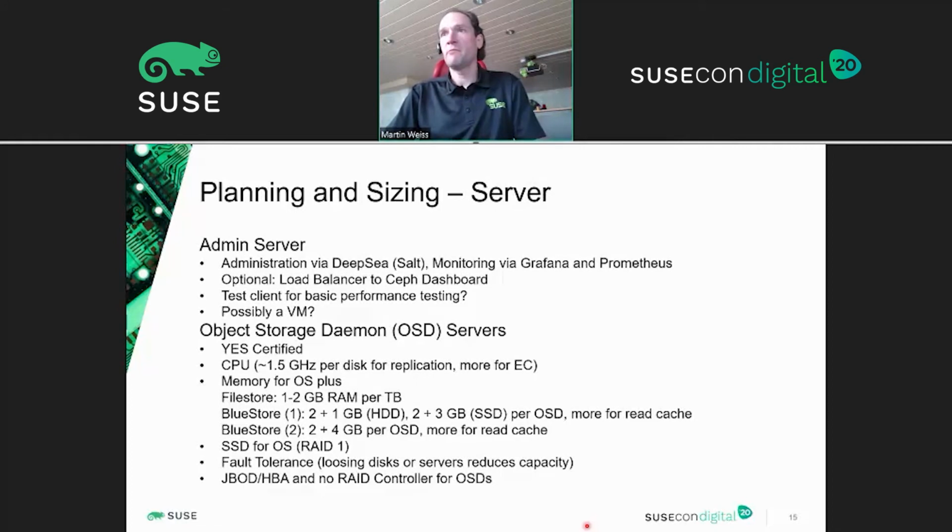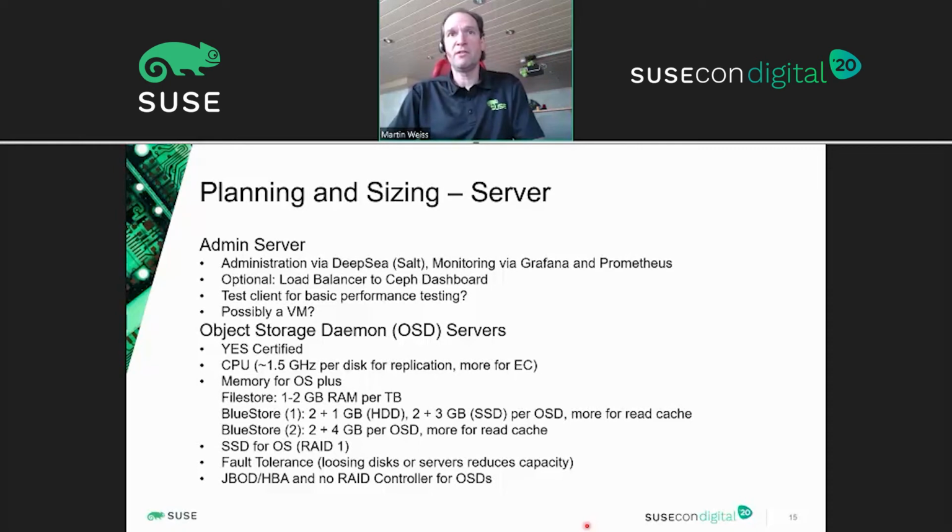Next topic, how do I size my server and what do I put on which server? So first of all, we have to have the admin server. That's also the one we install first. This is used for monitoring with Grafana and Prometheus, and which is used for administrating the system. Optional, we can put a load balancer for the Ceph dashboard on it, a software-based one. We could also use that as a test client for performance testing. And many customers are deploying the admin server as a VM because you do not really need hardware for this in all the cases.